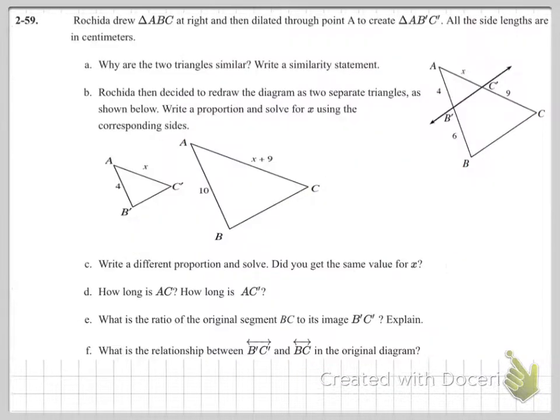Okay. Moving on to 2-59 from the textbook. We're being told that the triangle ABC is dilated through the point A to create AB'C'. Okay, so the smaller triangle. Why are the two triangles similar? Well, that's because of its dilation. So, since a dilation created the smaller triangle.